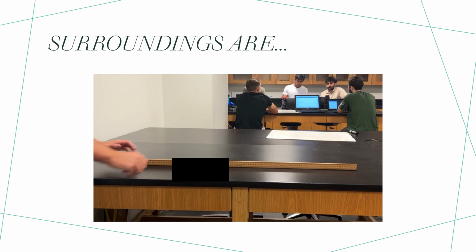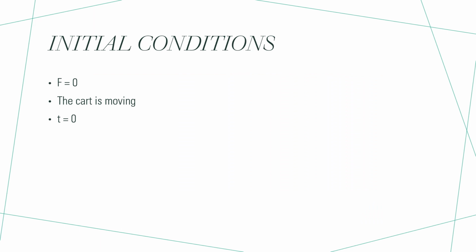So the table, the air, everything besides the cart. The initial conditions are for the time interval chosen, the net force equal to 0 because the velocity is constant. The cart is moving already, so it already has velocity and it is constant. It's non-zero. And then the time is set to 0 during the start of the interval that was tracked.